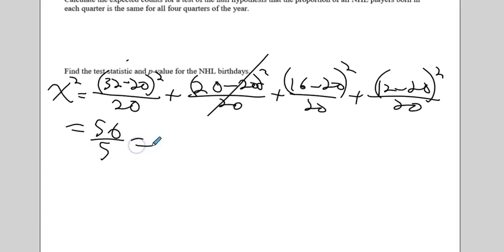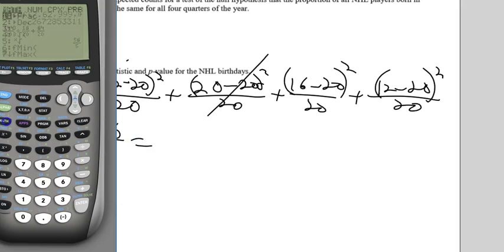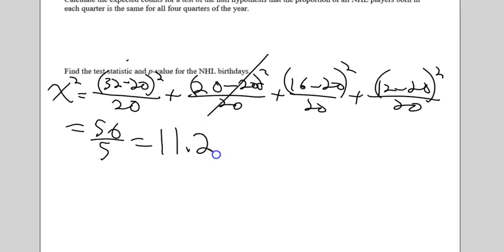But we want a decimal, so again, what do we do? We hit the math key. We just hit number 2 and enter, and we get 11.2. Easy enough. That is our chi-squared term. Notice that's bigger than our last one, which was 7.62.